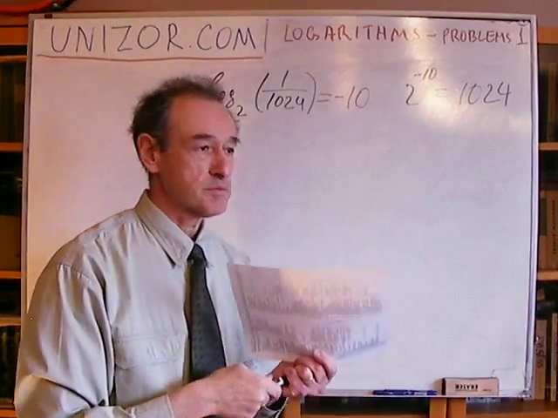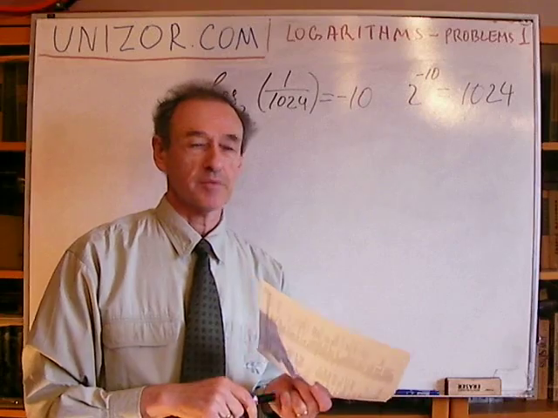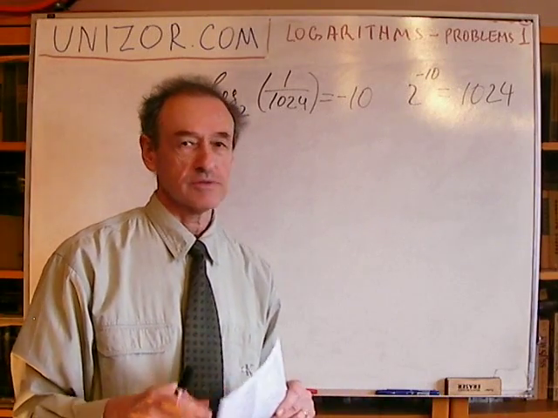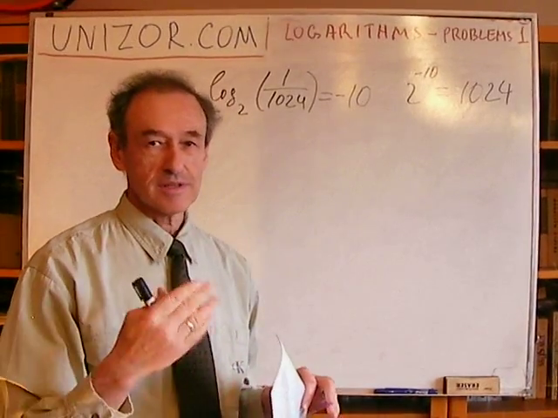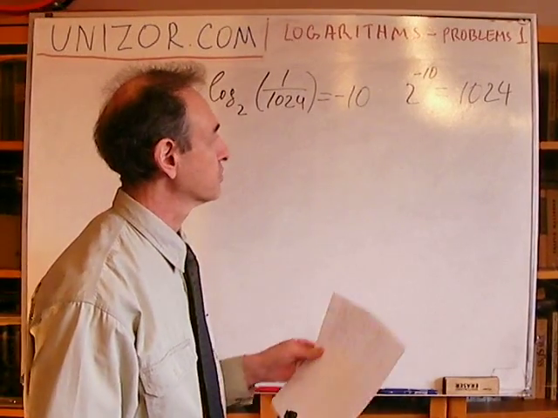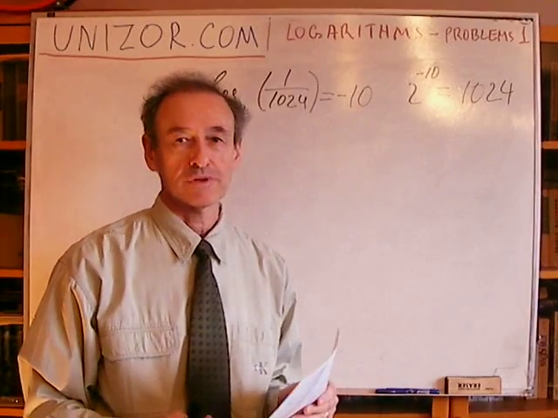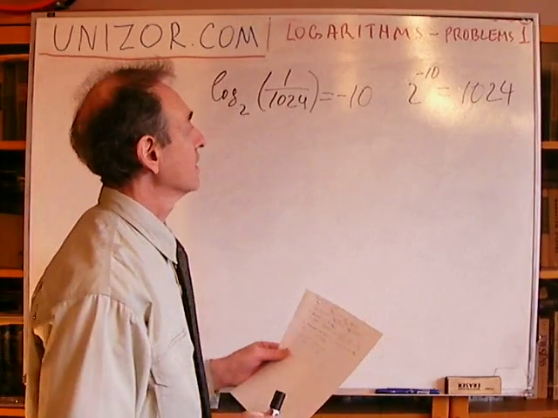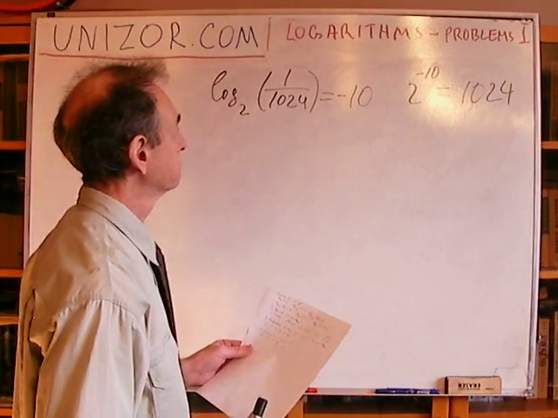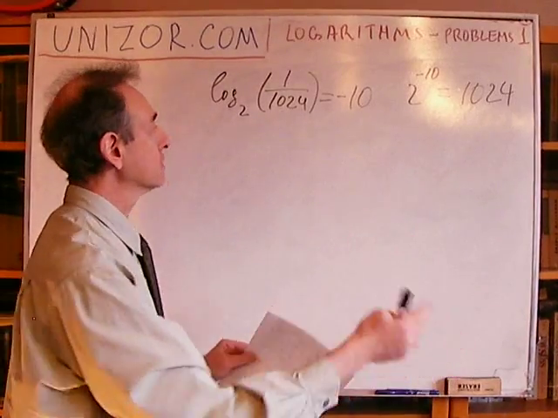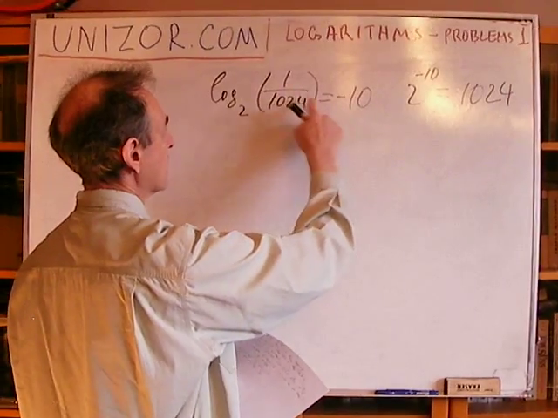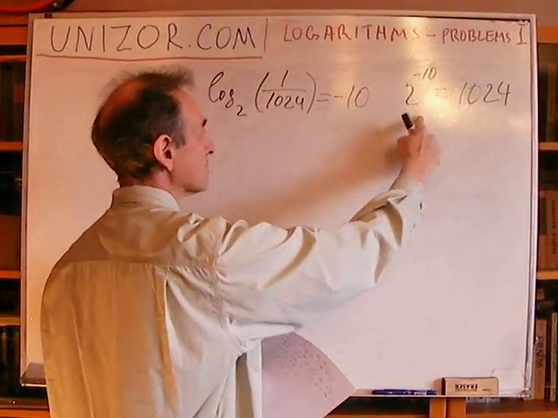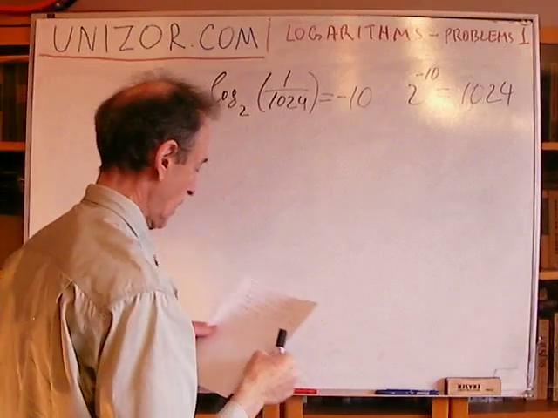Well, I was working with computers for a very long time, and in computers, powers of 2 are very important for some reason. So I just remember powers of 2 up to probably 12 or even more. So these are completely equivalent. This means that 2 to the power of minus 10 is equal to 1/1024, and this means exactly the same thing.